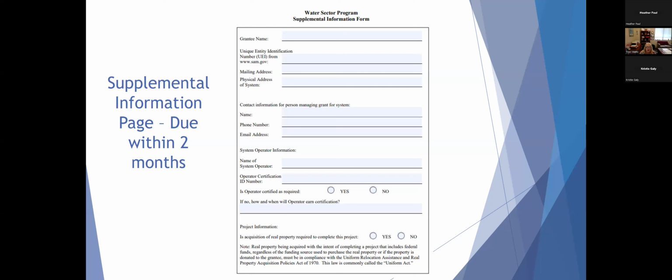We do have a specialist in the office that you can speak with and contact if you need any technical assistance on the Uniform Act process for acquiring property.